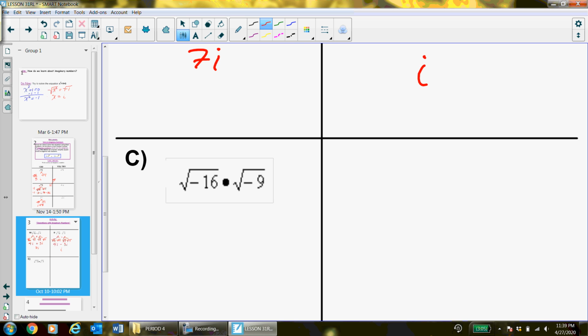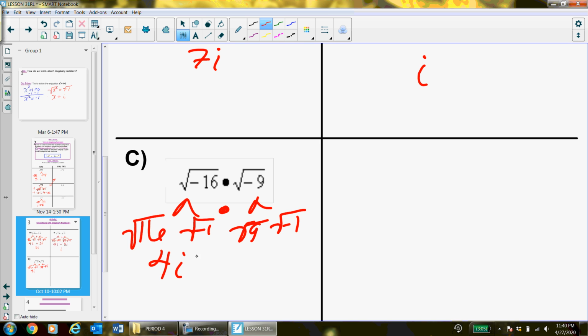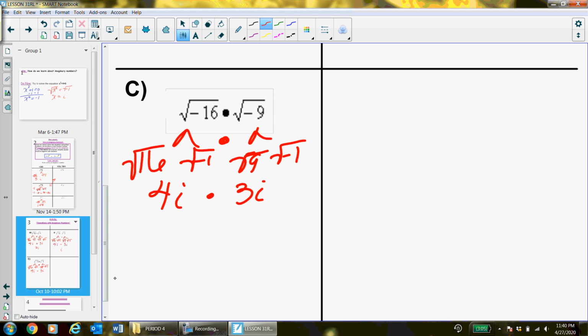All right. So now I'm going to break this up again. We have multiplication, radical 16, radical negative 1 multiplied by radical 9, radical negative 1. This is 4i times 3i. 4 times 3 is 12. Now you're going to treat the i's as if they were like variables. So i times i will be i squared.